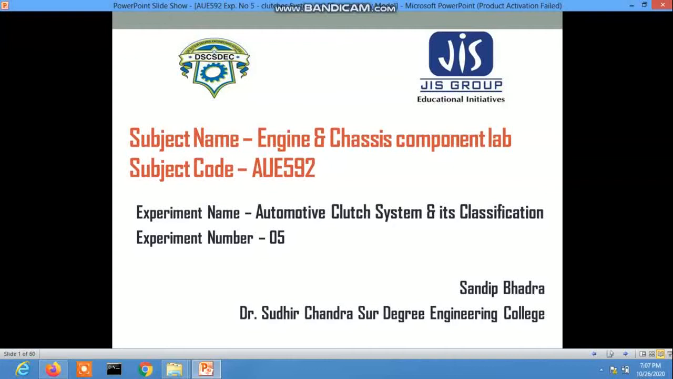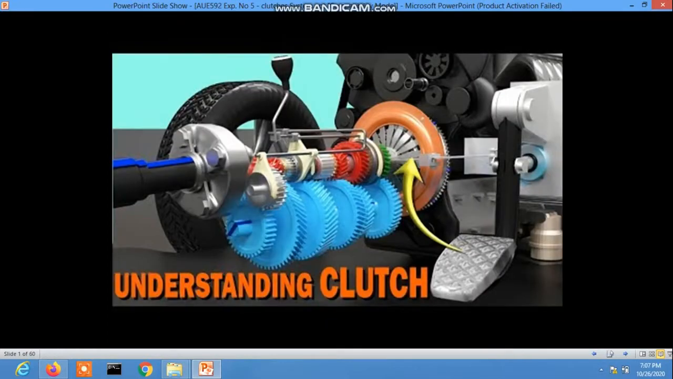Hi everyone, in our engine and chassis component lab, today our experiment is the automotive clutch system and its classification. So first, let us understand the clutch system. Here is the picture of the clutch device.